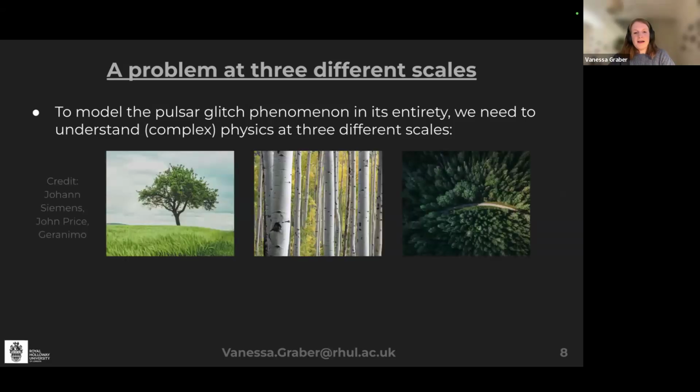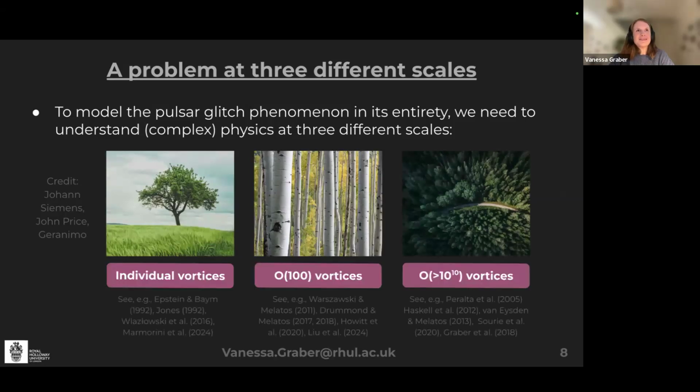So there is this idea that we have individual vortices, much like one tree, where we can try and understand how vortices, for example, interact with individual pinning sites or potentially with each other. So we have a few individual vortices that we want to describe. We have on the order of 100 vortices, maybe up to 1,000, where we have a part of a forest. And then we have the dimensions where we have more than 10 to the 10 up to 10 to the 17 vortices, where we have the entire neutron star rotating, and we want to model essentially what we observe.